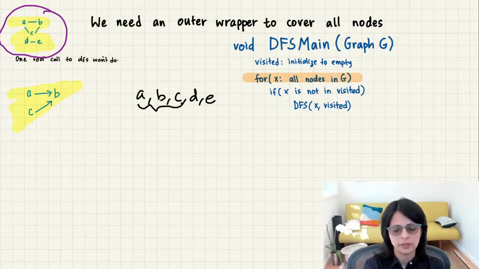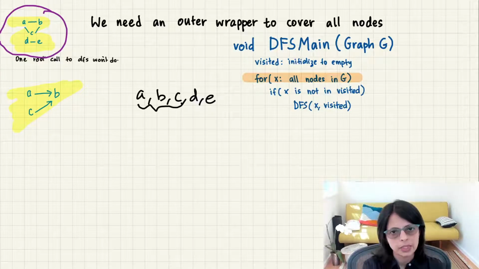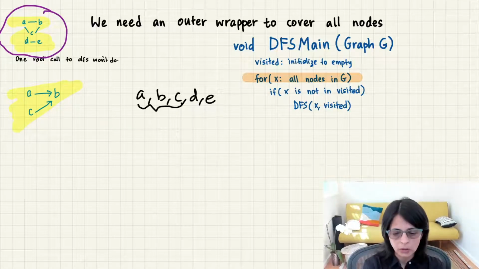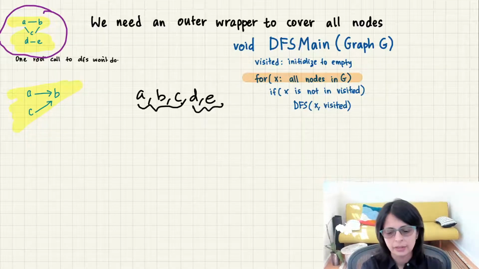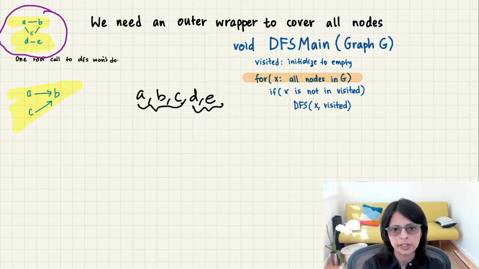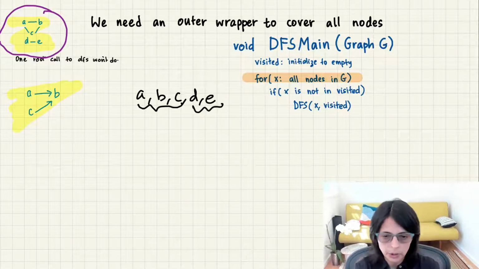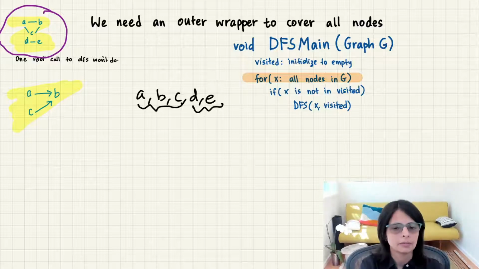It will not call DFS on B because it's already been visited, and it will not call DFS on C because it's already been visited. Then it will try and call DFS on D, which will actually get called, and it will end up covering both D and E. And then it will try E, and it will not call DFS on E because it's already been explored. So that's just the story of the DFS outer wrapper.